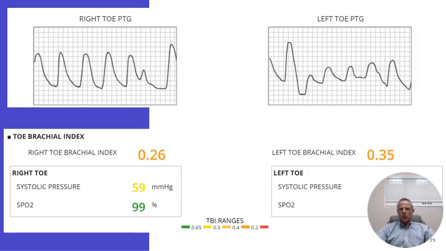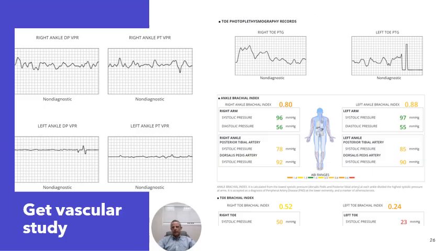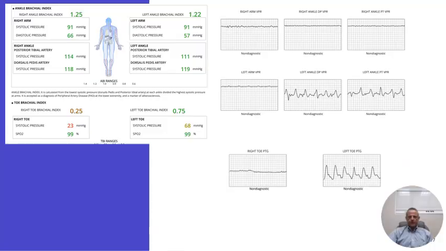Here are abnormal right and left waves and a corresponding decreased index. Let's say that the ABI is around 0.9, but the waveforms, as you can see here for the right and left, more so on the left ankle, are severely dampened, and this corresponds with the TBI being abnormal as well. This is a patient where we would want to get a more formal vascular study.